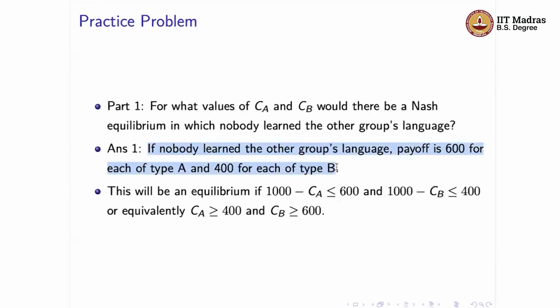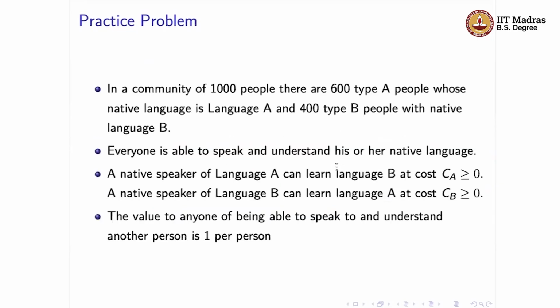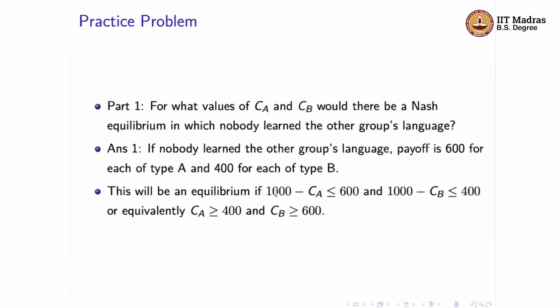So suppose that one unilateral deviation is somebody from type A deciding to learn language B, right? In this case, what would that person's payoff become? Because that person has now learned language B, that person can communicate with 400 other type B people. So the payoff goes up to 1,000, right? Remember, the value of being able to speak to another person is 1 per person, but that person also has to incur this cost of CA, right? So the net payoff is 1,000 minus CA.